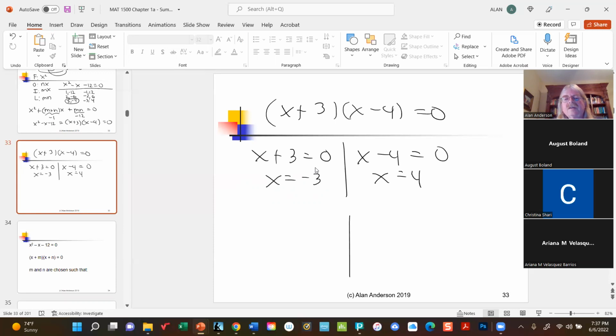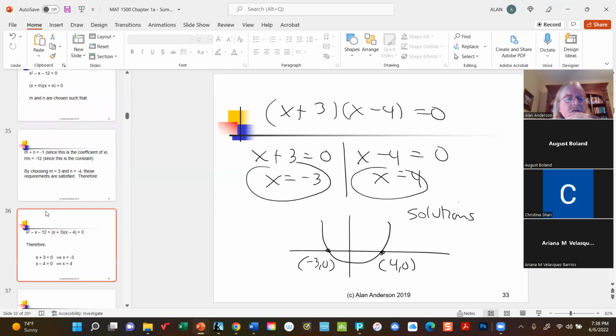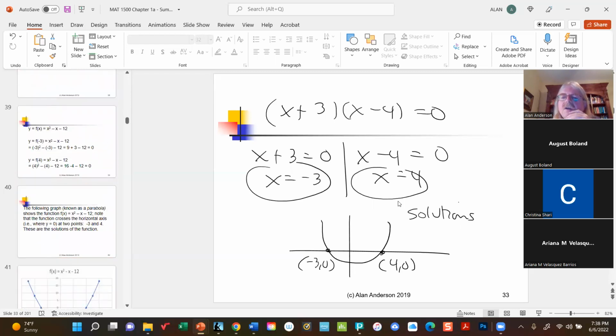So those are my solutions, which means with this graph, getting 4 comma 0 here and negative 3 comma 0 here, these are my solutions. So for quadratic equations, this is one way you could do this. The other option is to use the quadratic formula, which we'll get back to later on. And of course, if you want to double check this, you can plug these into the original equation and you'll discover that both of these produce a result of zero.